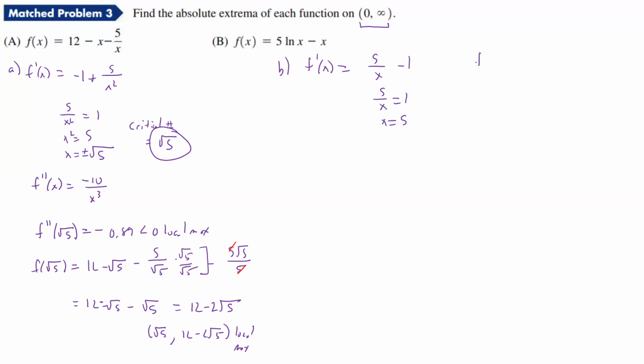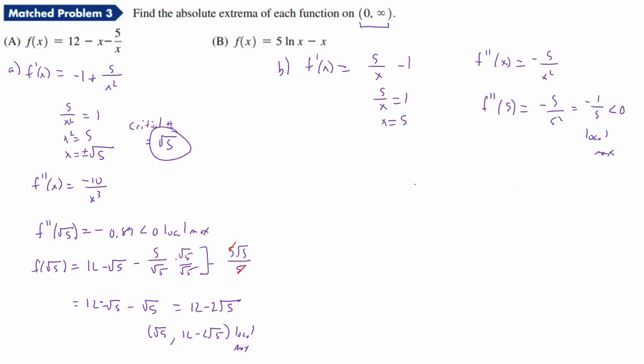So now what we need to do is find the second derivative at that. Well, that's x to the -1, so that's a -5 over x squared. All right, so f double prime of now our critical number is 5. So it's a minus 5 over 5 squared. So that's going to be a negative 1/5. That's less than 0. So what do we have here again? Well, we have a local max.